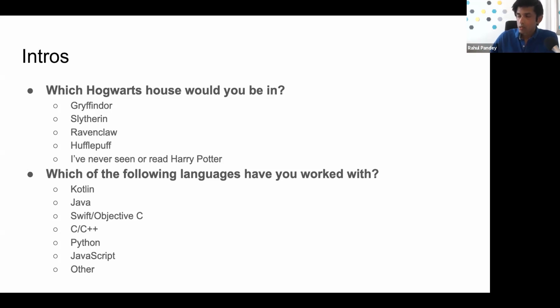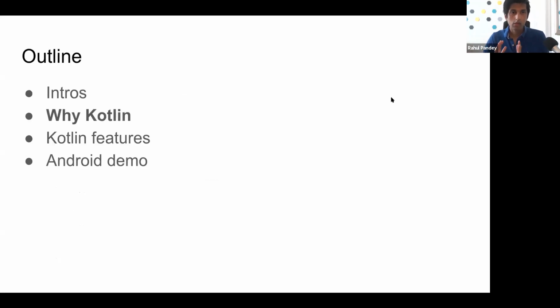And then C, C++, and Python are also pretty mature, older languages, and JavaScript is a language of the web. We do have one person who has worked with JavaScript. Great, okay, so thank you for indulging me. It's always helpful to know where people are coming from before attending this talk. Okay, so why Kotlin?